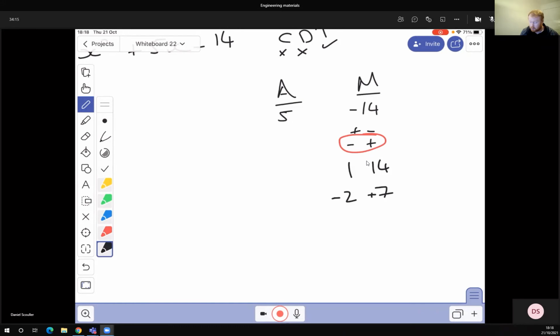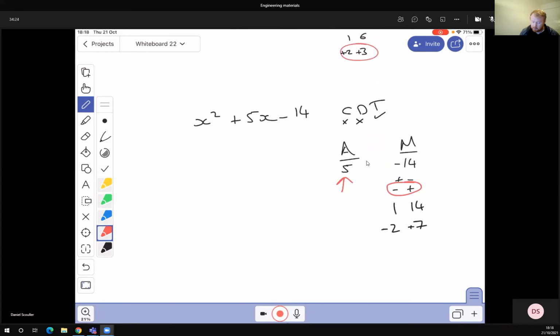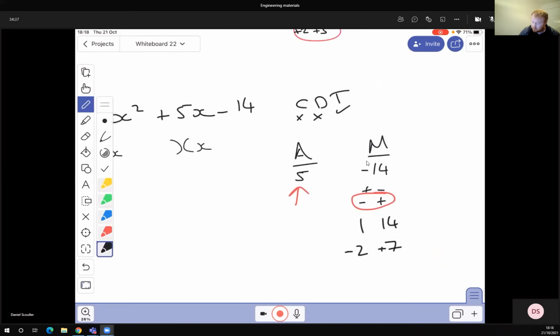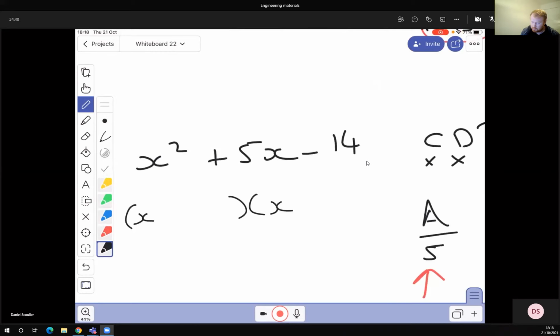So plus 7, negative 2 gives you your target of 5. Okay, brilliant. Perfect. Going back up here, split the x term, make that a wee bit neater. Split the x term, what was it? Minus 2 plus 7. Okay, that's that trinomial factorised.